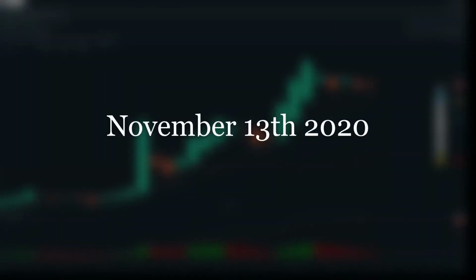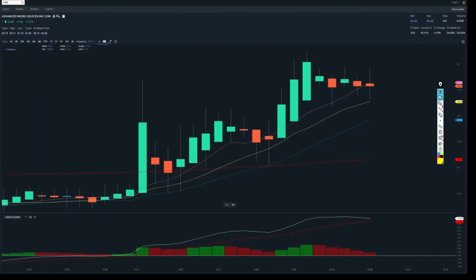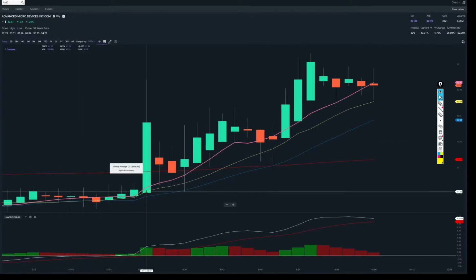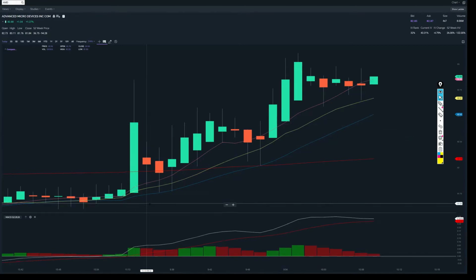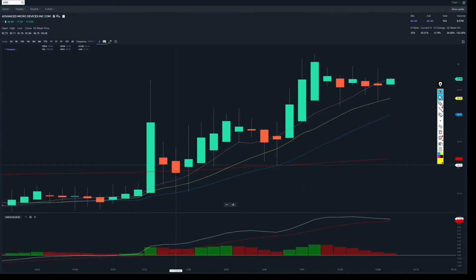Today is November 13th, 2020, and we're looking at our 2-minute chart of AMD. All right, so we opened here. We went from a low point of 81.76 to 82.43. So a pretty good gap.